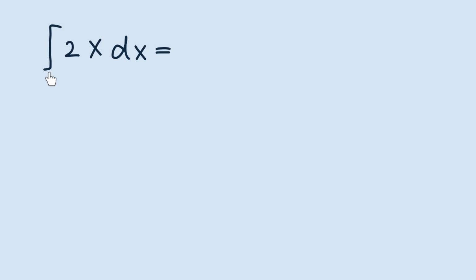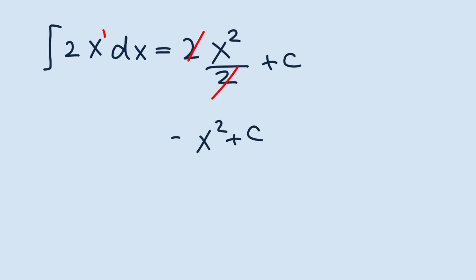What about this question? Integral 2x dx. Now here we have an invisible 1, so we will use the same technique. So it will be 2x to the power 1 plus 1 is 2, and divide by that, plus c. Now this will cancel out, so the answer will be x squared plus c.